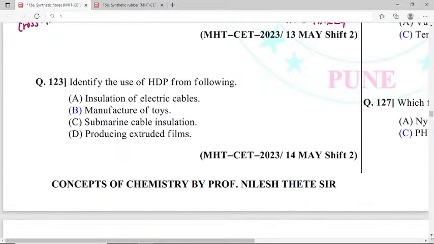Identify the use of high density polythene. Insulation of electric cable, no, this is an LDP use. Submarine cable insulation, LDP. Producing extrudable film, again LDP. Making of toys, this is for HDP. This is again an important question.